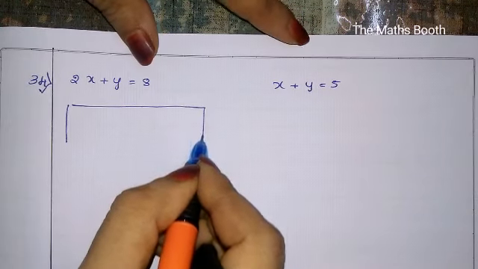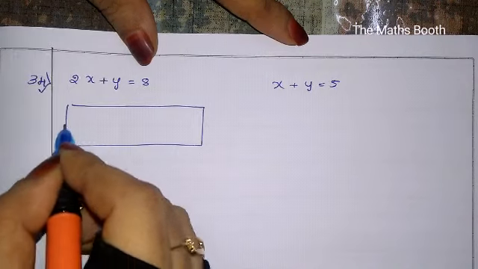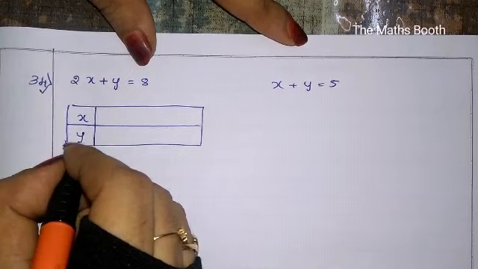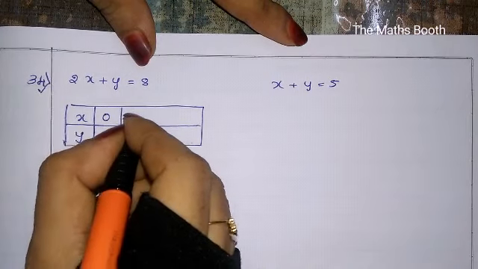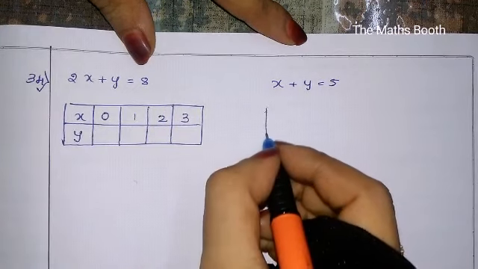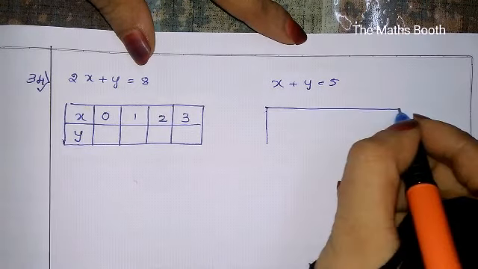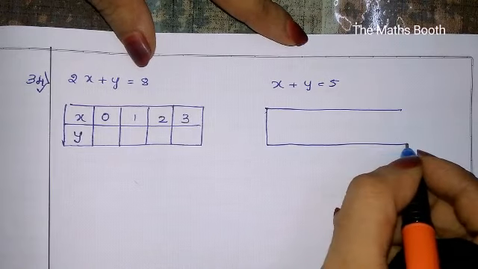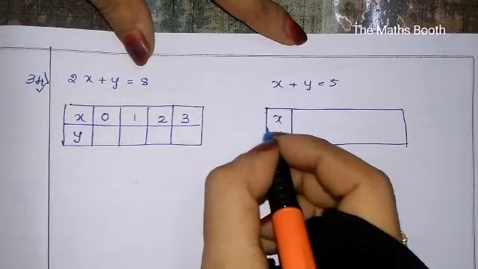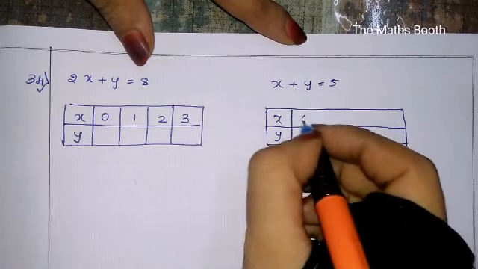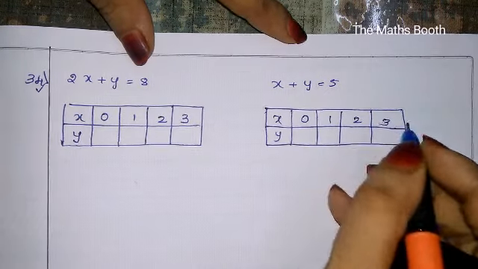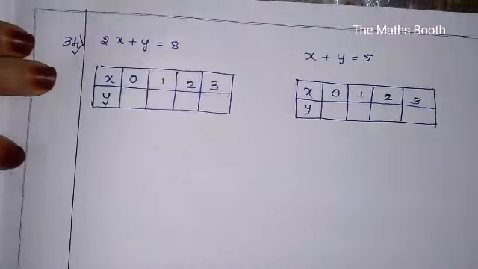Let me draw a table for the first equation. We have to assume x values and find y values: 0, 1, 2 and 3. Let me draw the table for the other equation as well, with x and y. We'll take the same values 0, 1, 2 and 3. Okay, so let us start.